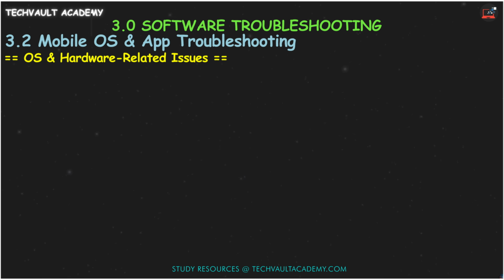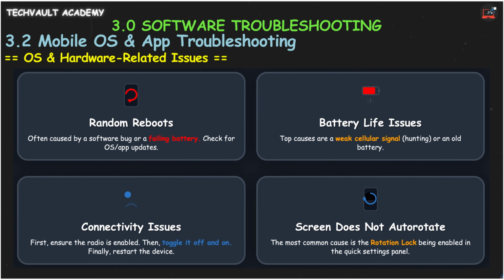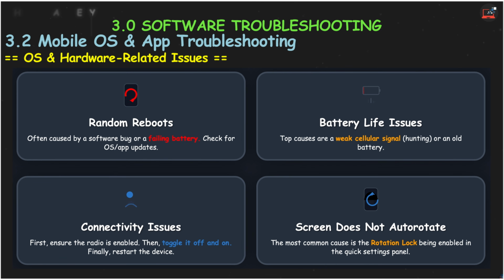Now for the operating system itself. If the OS fails to update, the checklist is similar. You need plenty of storage space and a very stable, high-bandwidth connection. If your device is suffering from random reboots, this is a tougher problem. Start by making sure both the OS and all your apps are fully updated to rule out software bugs. You can also check the battery health in the settings, but frequent random reboots often point to a hardware failure which may require you to replace the device.